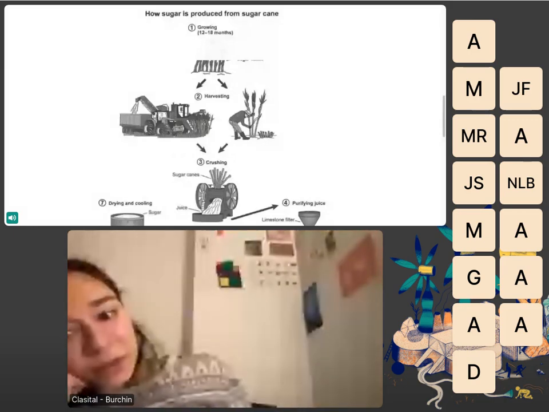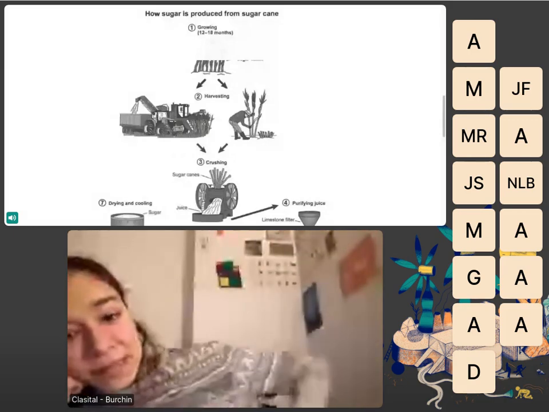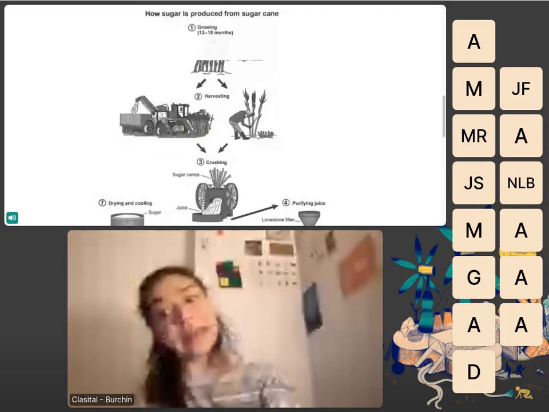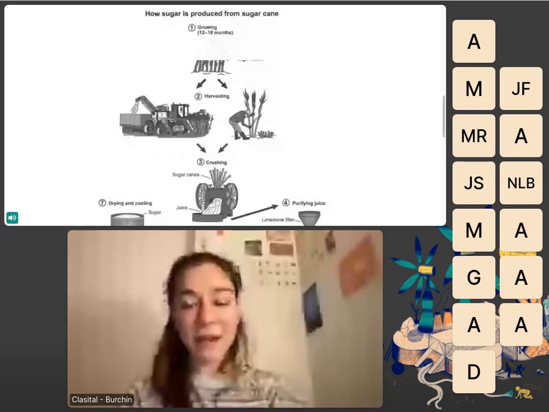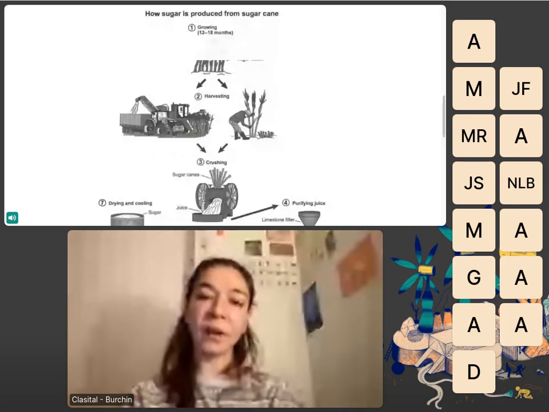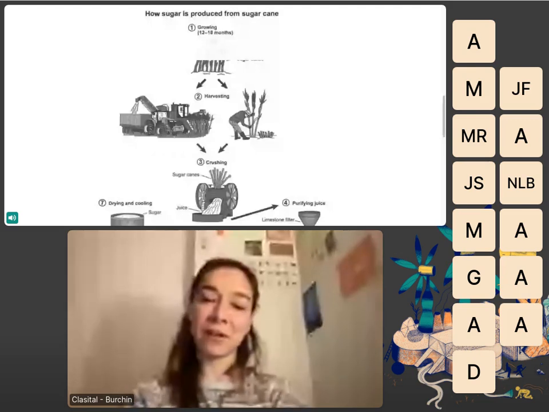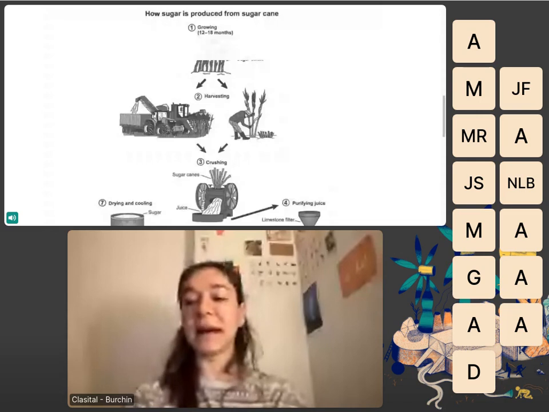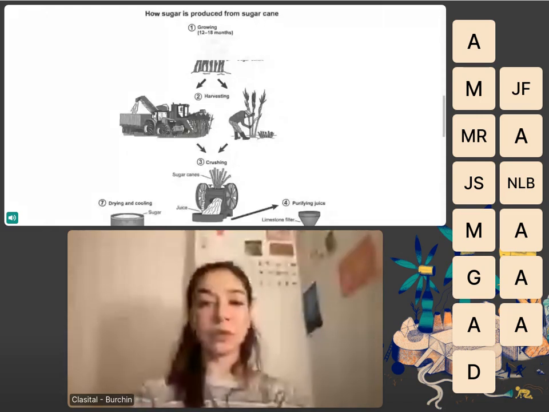In crushing machine. Mariam says, as shown in the diagram, the crops of the sugar cane grow in 1.5 year. 1 to 1.5 year, actually. Then it is either harvested manually or by machines. Nice. After that, juice of the sugar can be extracted.